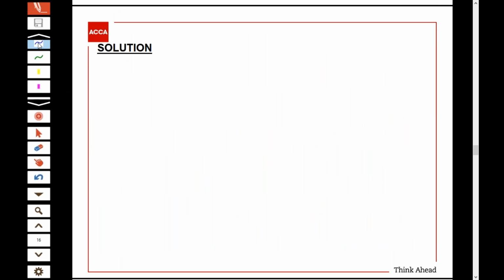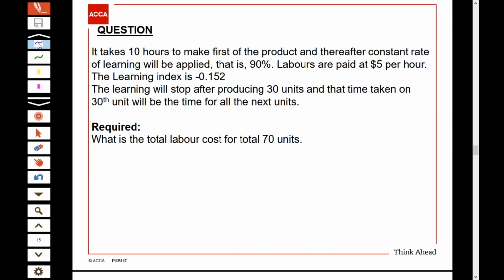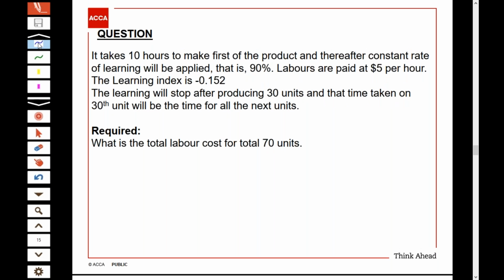See this question. Hurry up, just read this. Just read this question.